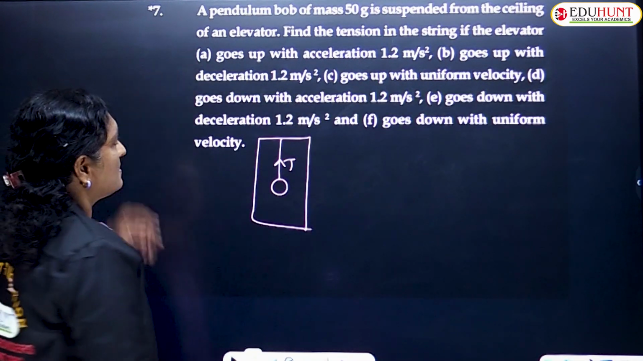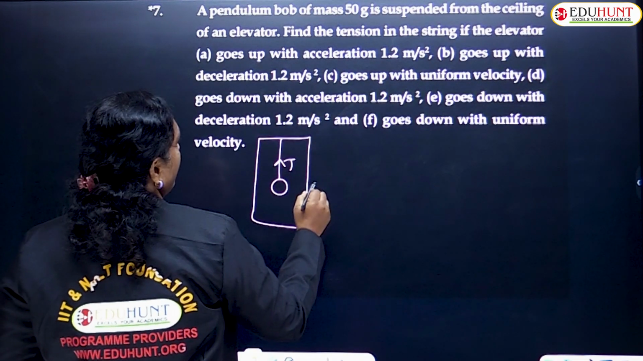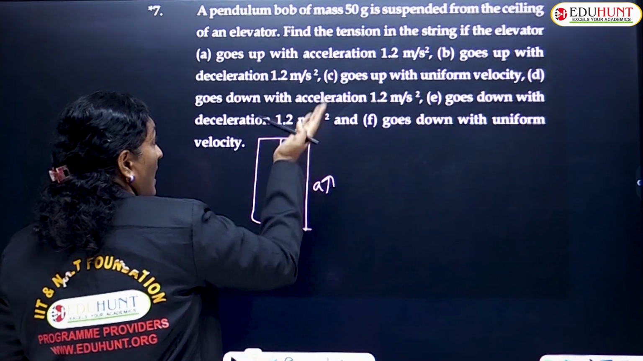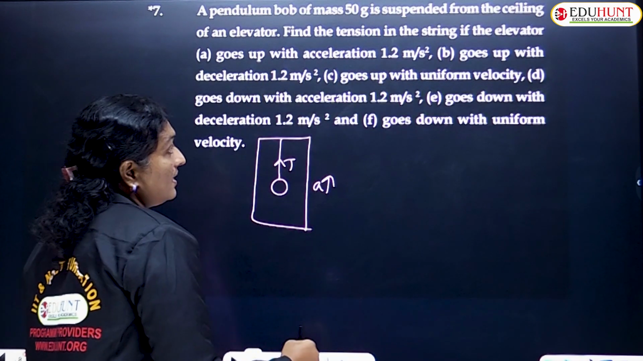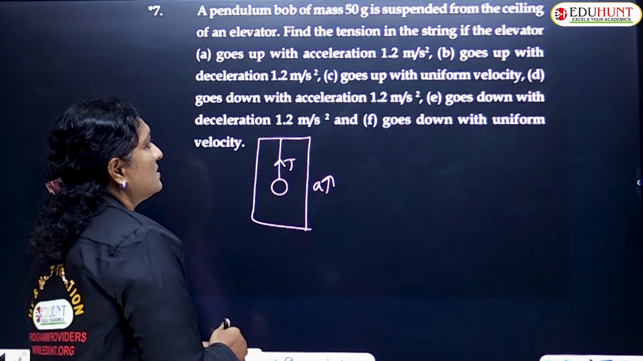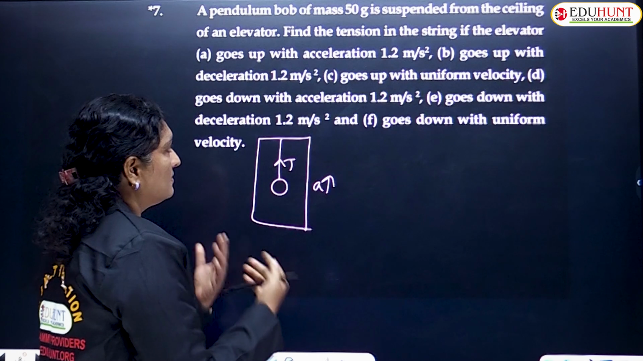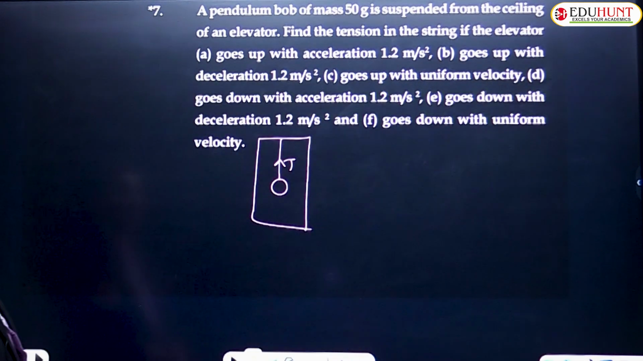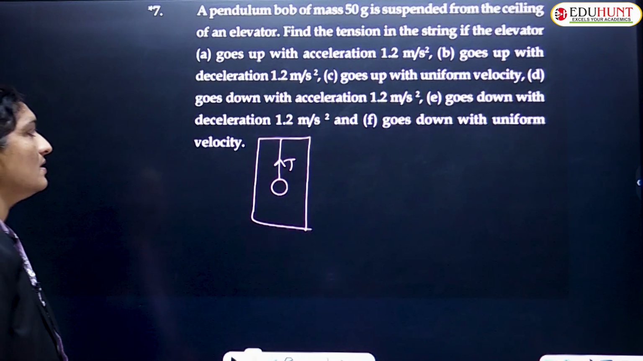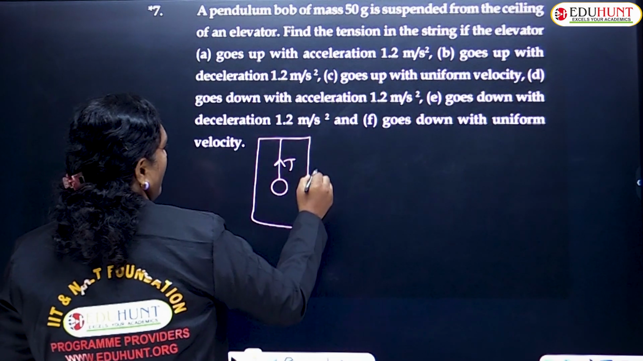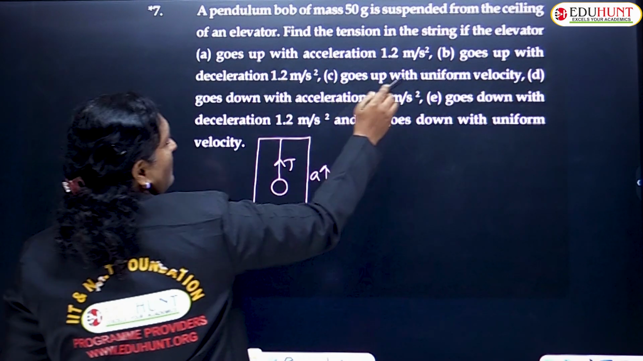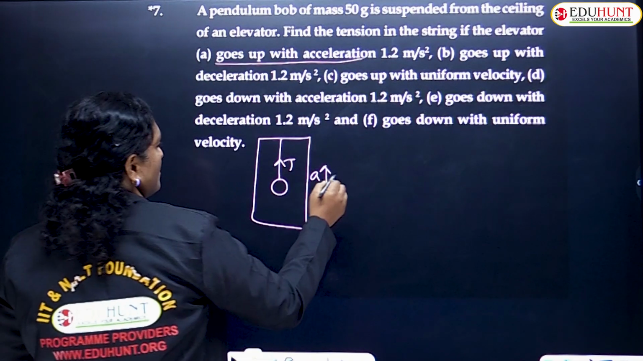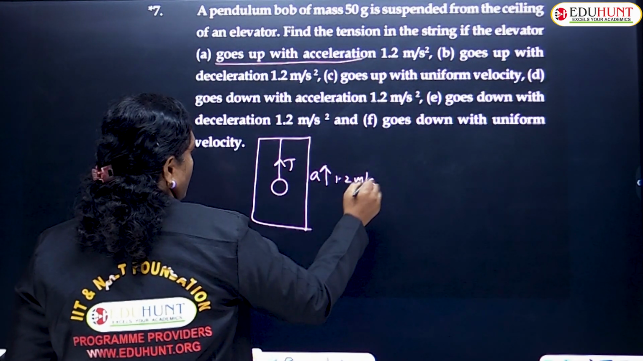For the first case, the lift is going upward with some acceleration. Second case, going up with some deceleration. Third case, moving with uniform velocity upwards. Okay, next downwards. So like this, different cases have been asked. So let us try to solve all. Okay, so find the tension in the string if the elevator is in case 1. If you observe, the elevator is going up with an acceleration of 1.2 meter per second square.